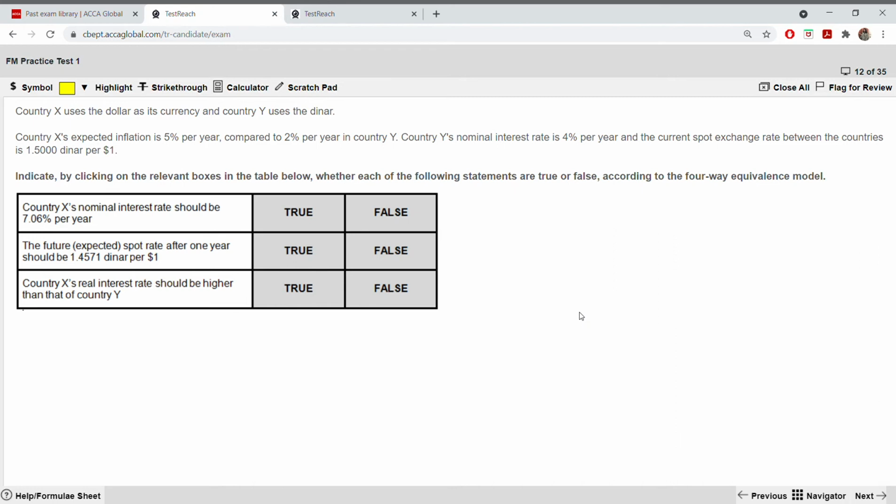Okay, country X uses the dollar as its currency and country Y uses dinar. So country X has expected inflation of 5%. The one who is using dollar is expecting inflation of 5%, compared to the one who is using dinar where the inflation is 2%. So country Y's nominal interest is 4% and the current spot exchange rate between the countries is 1.5 dinar per $1. Okay. Now indicate by clicking on the relevant boxes which of the following statements are true or false according to the four-way equivalence model. Make sure you know what this is. If you don't know that, you will not be able to answer this.